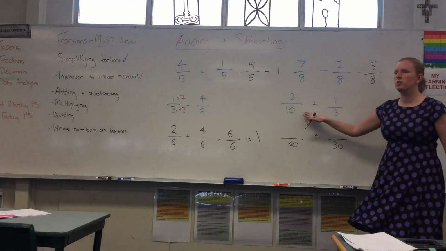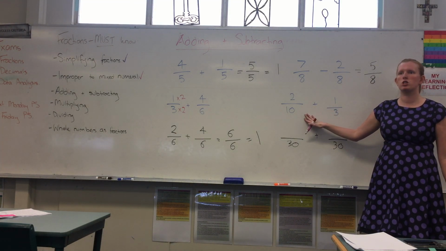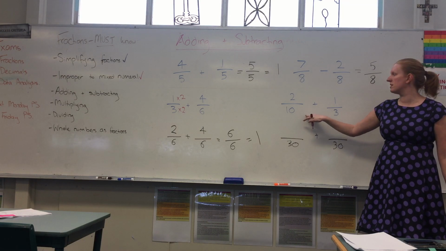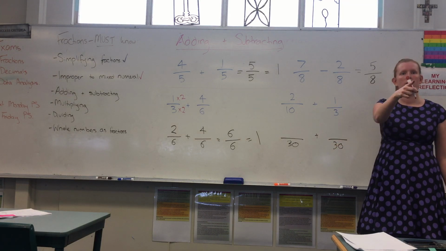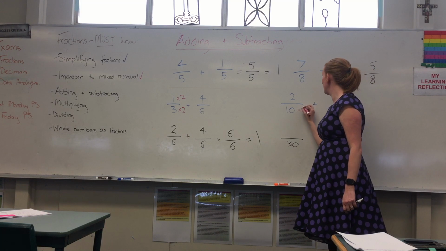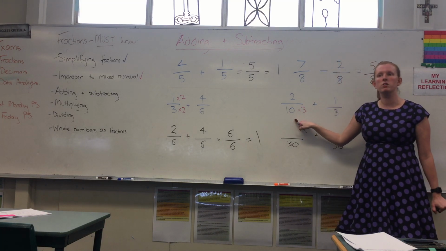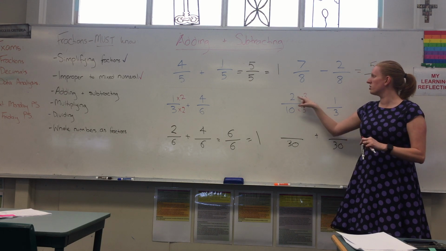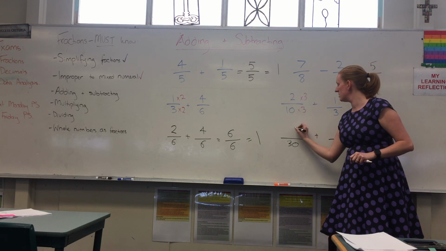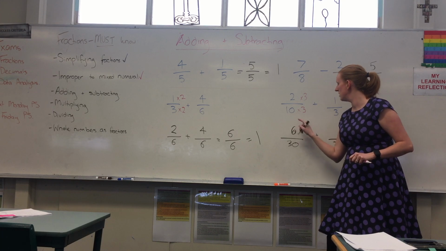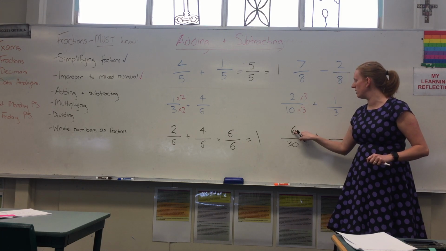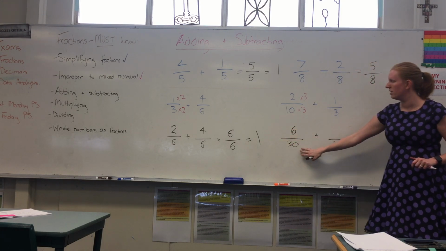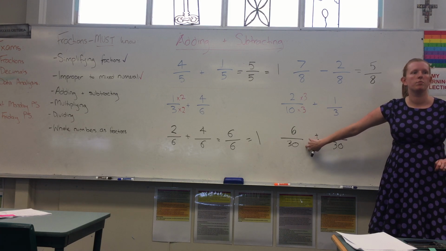So, what do I have to do to 10 to turn it into 30? Great. I'm timesing it by 3, and what I'm doing to the bottom, I also have to do to the top. So 2 times 3 is 6. And 10 times 3 gives us 30. Cool. So I've turned that fraction into something over 30.